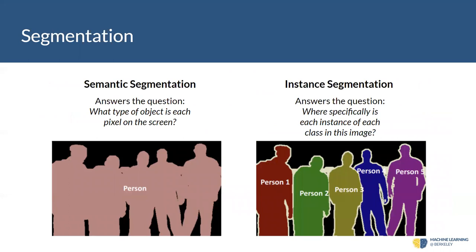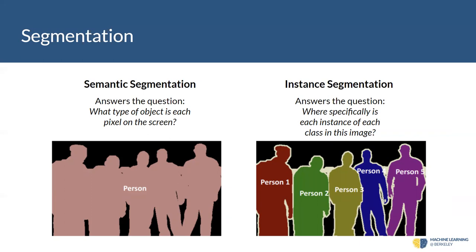So the continuation of that is segmentation. We break these into two types, semantic segmentation and instance segmentation. The basic idea behind semantic segmentation is that instead of just finding a bounding box of a certain object, we want to actually find the specific pixels where that object is present in the image. And the continuation of this is instance segmentation, which essentially is answering the question, where specifically is each instance of each class in this image?